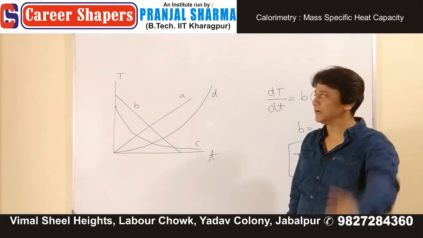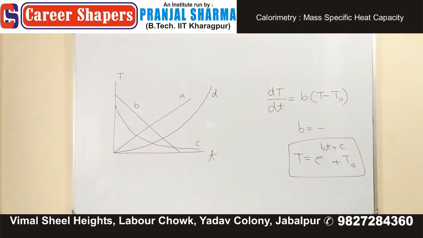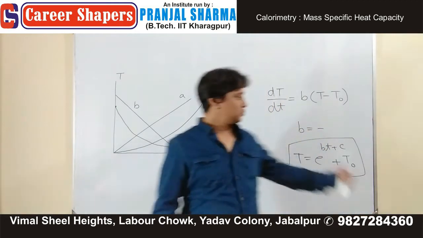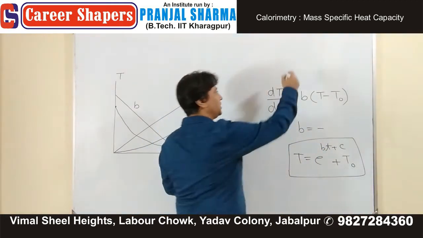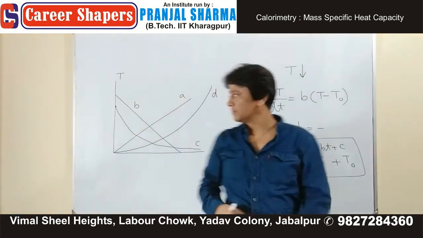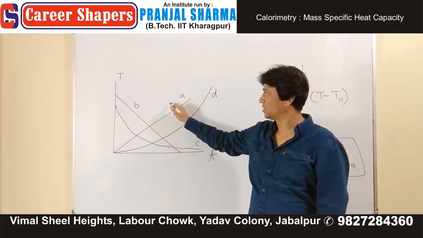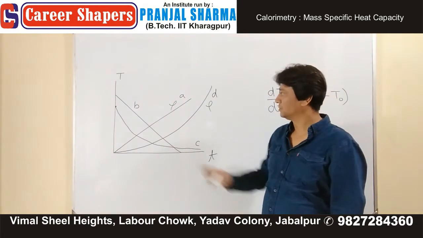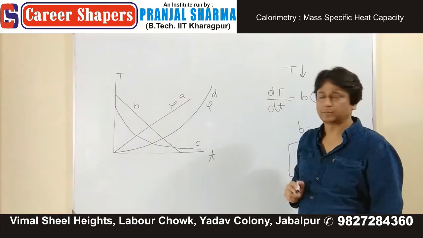It should not take more than 10 seconds. Which option is correct? Only 5-6 responses. This is Newton's law of cooling. Newton's law of cooling means temperature is decreasing. If temperature is decreasing, that means A is not possible, D is not possible. Temperature is increasing, temperature is increasing.